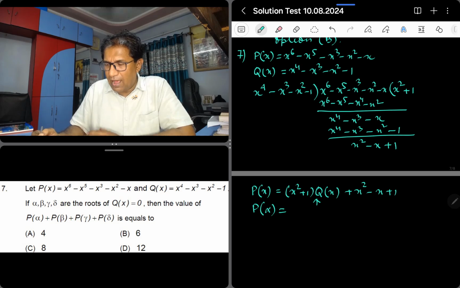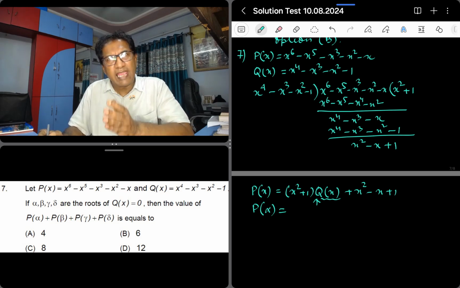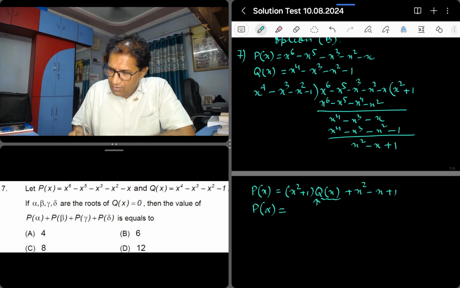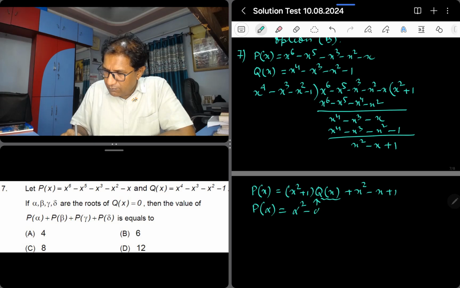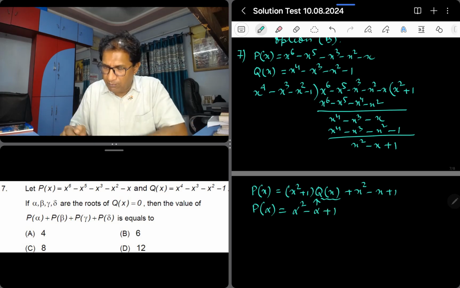If you put alpha, beta, gamma or delta, every time it will become 0. Why? Because if I put alpha, then this part will give us q of alpha. And since alpha is a root of qx, therefore q of alpha will become 0. So it is same as for beta, gamma as well as delta. So p alpha will be only this thing, right? Because the first one will become 0.